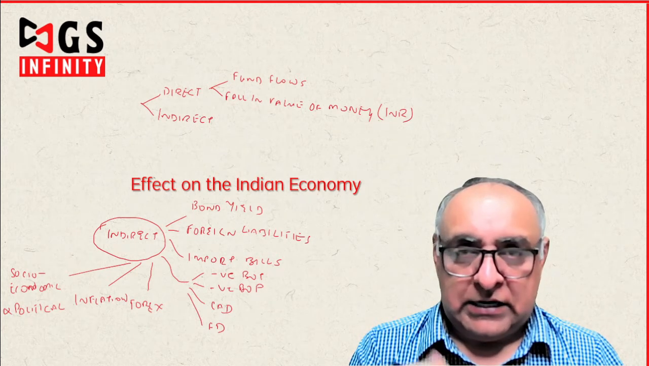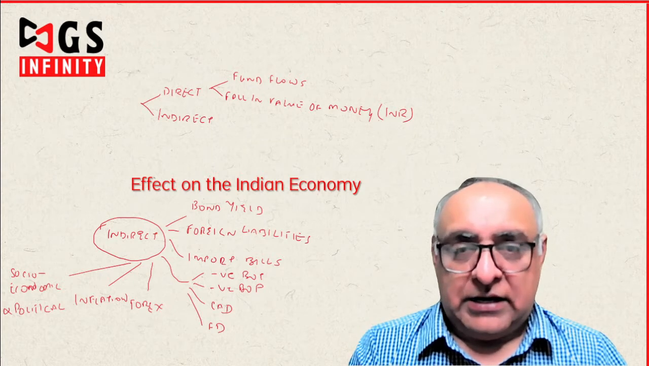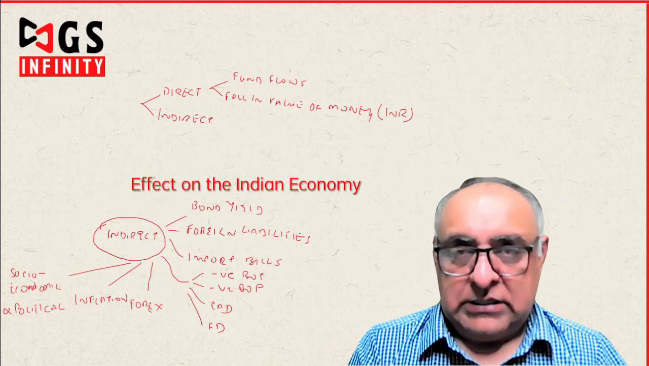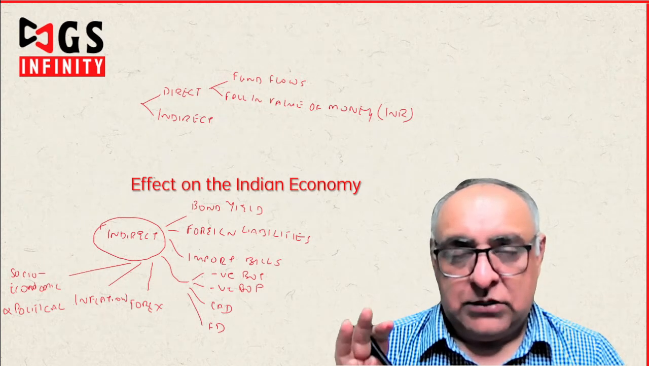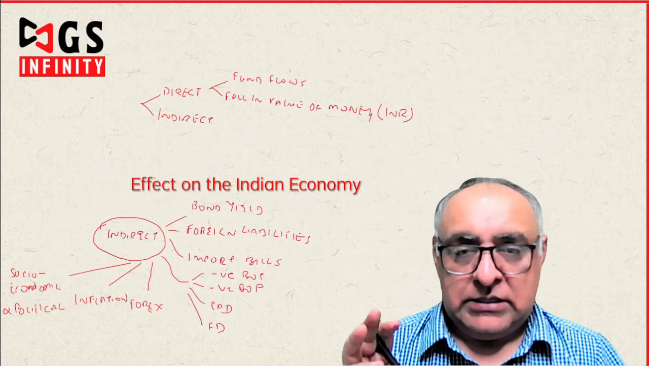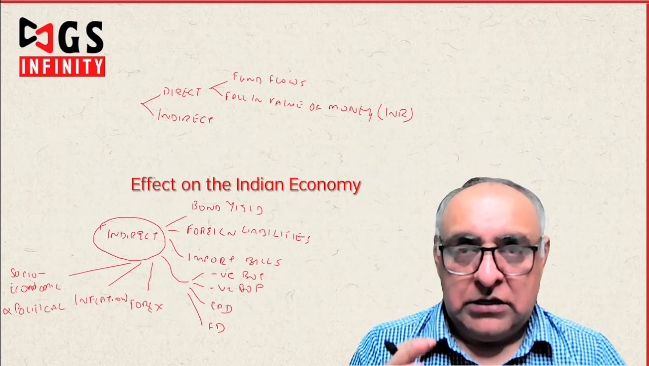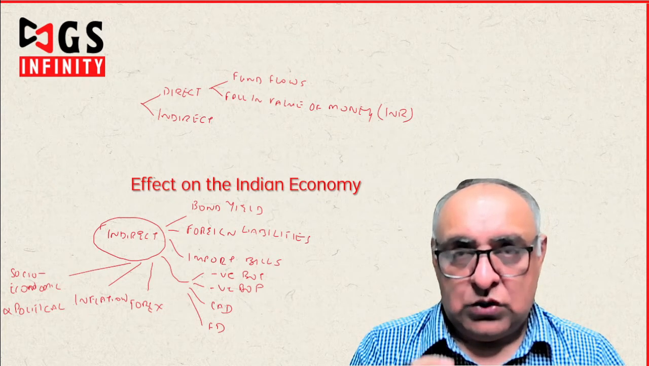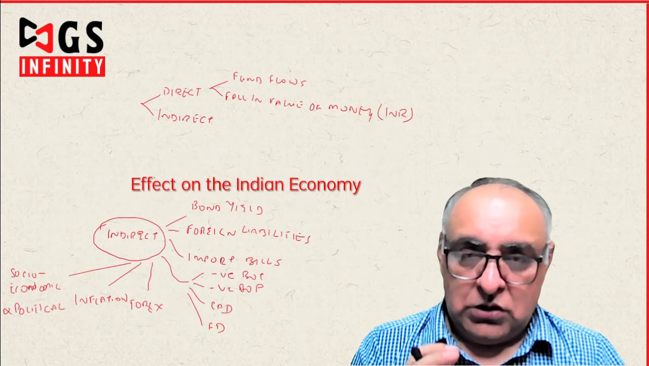One is the direct impact and second is the indirect impact. As far as the direct or visible impact is concerned, I have mentioned 2 points. One is impact on the fund flows or capital flows in the Indian market, and second is the fall in the value of Indian rupee in comparison with the dollar, or depreciation of Indian rupee in comparison with the dollar.